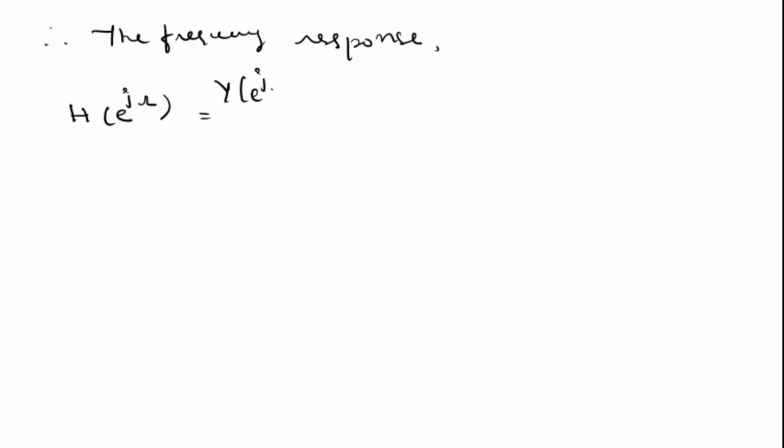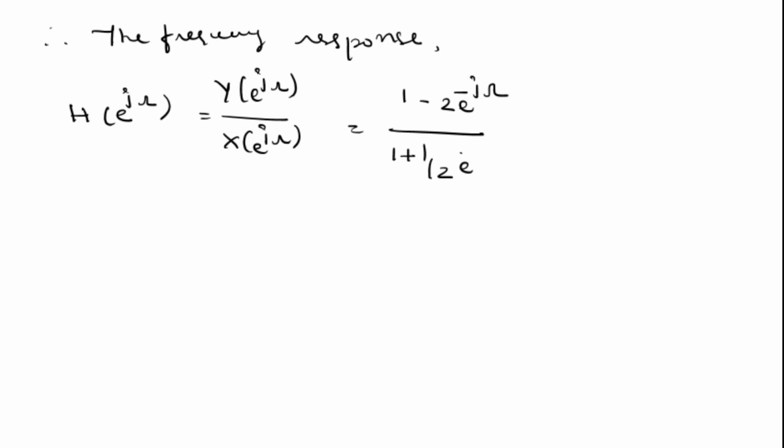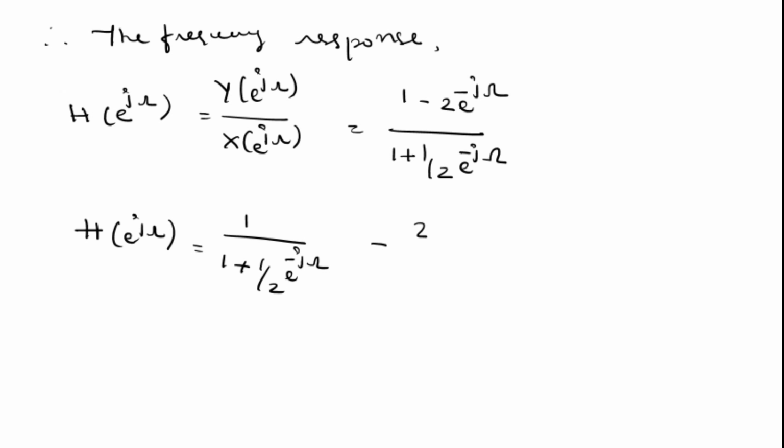Therefore, the frequency response H(e^jΩ) = Y(e^jΩ)/X(e^jΩ) = (1 − 2e^(−jΩ))/(1 + ½e^(−jΩ)), or H(e^jΩ) = 1/(1 + ½e^(−jΩ)) − 2e^(−jΩ)/(1 + ½e^(−jΩ)).